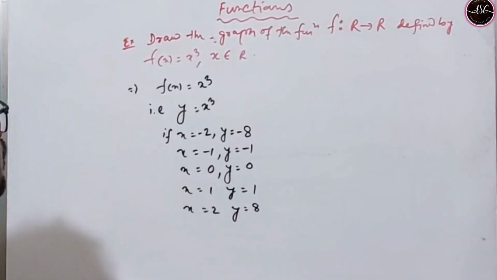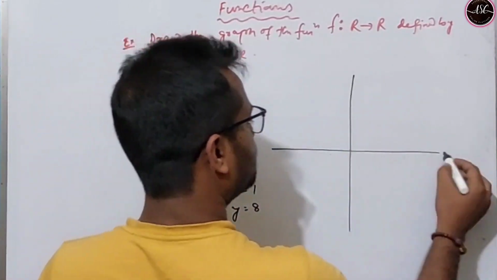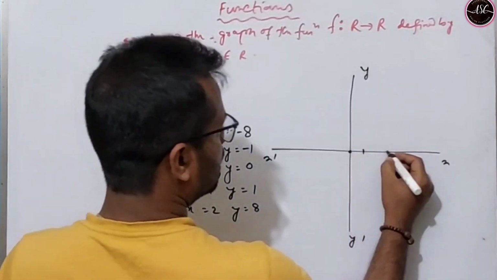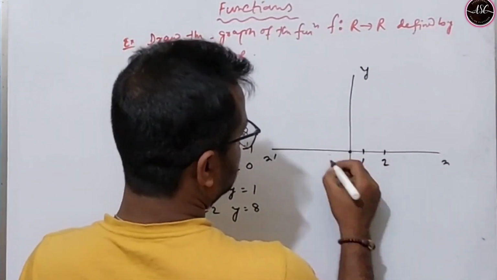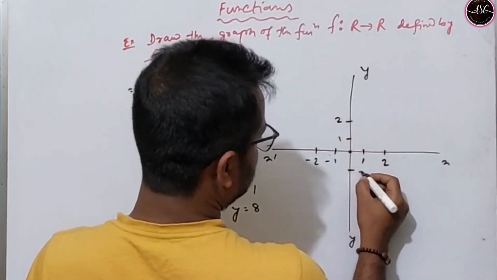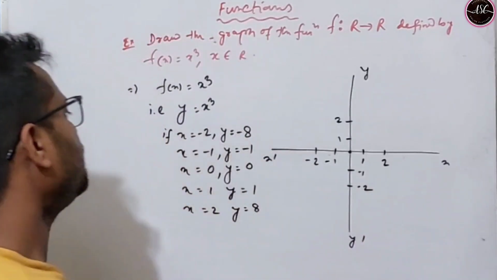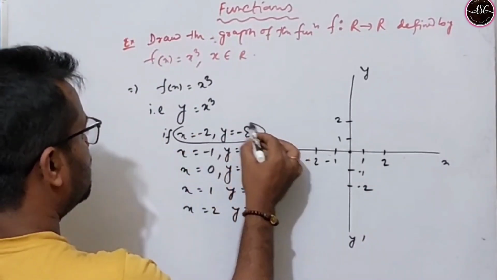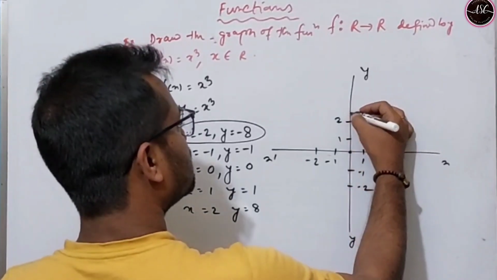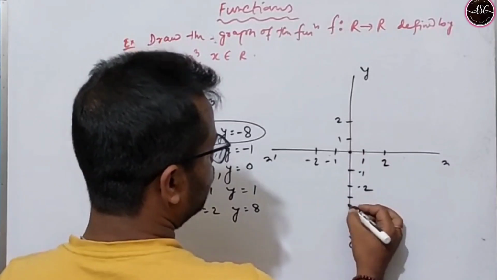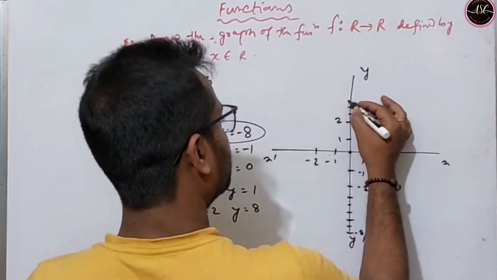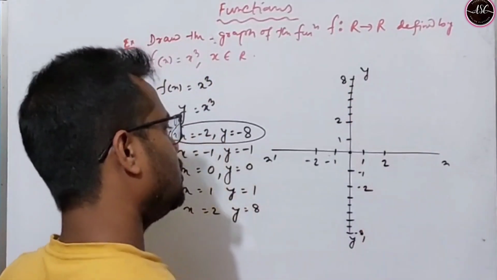Now, to draw the graph, this is 0, x dash, y dash. Now 1, 2, minus 1, minus 2 on each axis. Taking the first point's coordinates, we get x equal to minus 2, y equal to minus 8. So here minus 8, counting 3, 4, 5, 6, 7, 8. This is minus 8, and this is 8, assuming the scale.